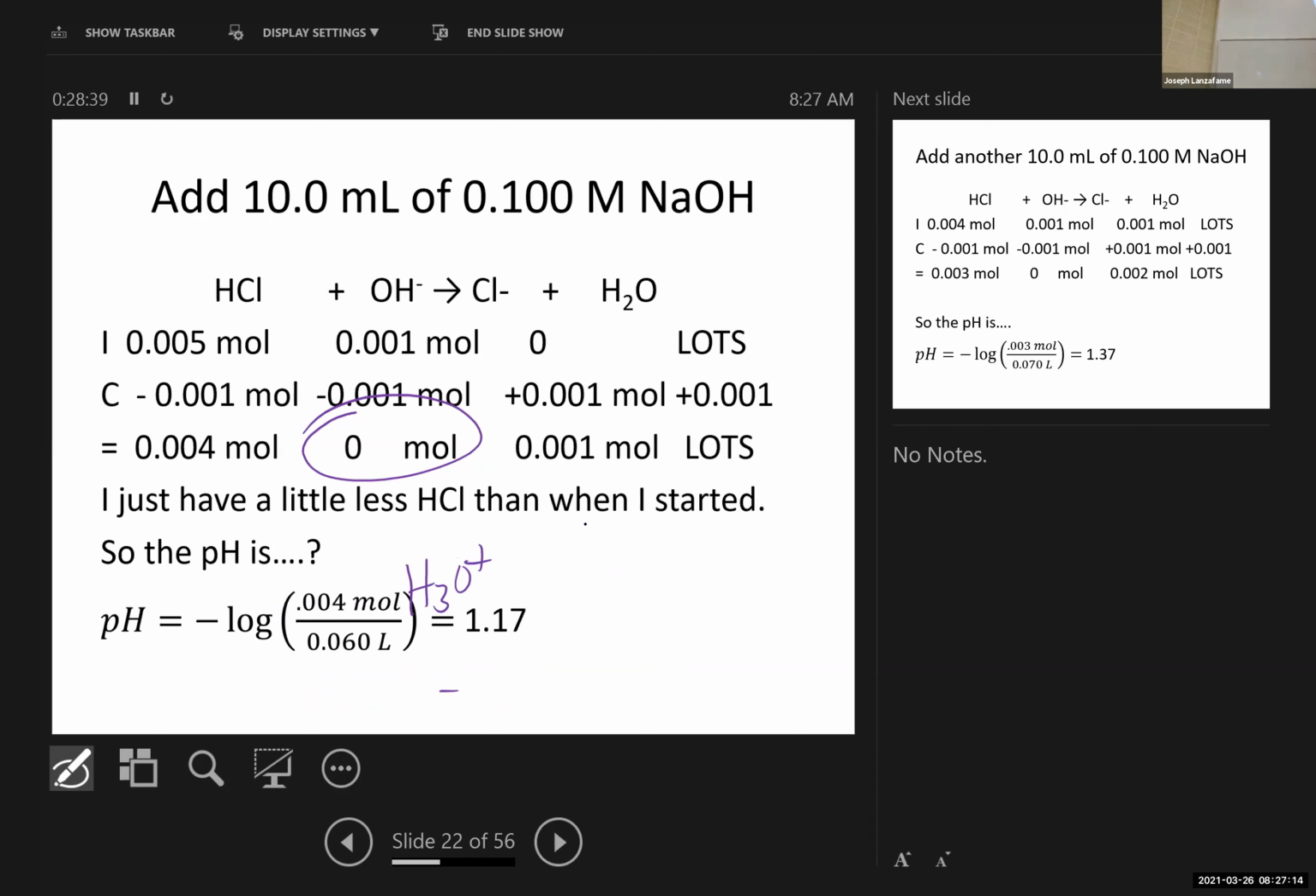Right, you'll also note there's a slight dilution going on because I've added 10 milliliters of aqueous sodium hydroxide. So my volume is increased as well as my HCl decreasing. And so the pH has crept up to 1.17. Again, this is what I predicted earlier. There should be a gradual change initially. I mean, notice I lost 20% of my acid and the pH changed from 1 to 1.2.